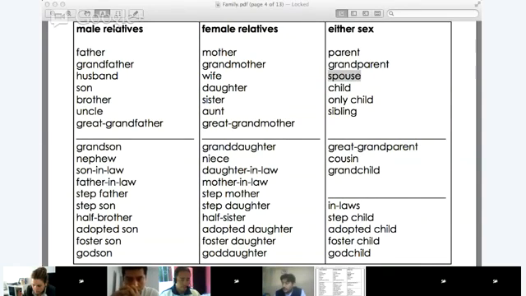How many aunts and uncles do you have? Do you know? Some uncles, 1, 2, 3. I think more than 5. Okay. 6, I think. Yeah. That's awesome. I would love a big family like that. You're very lucky. Yes, I think I'm very lucky.